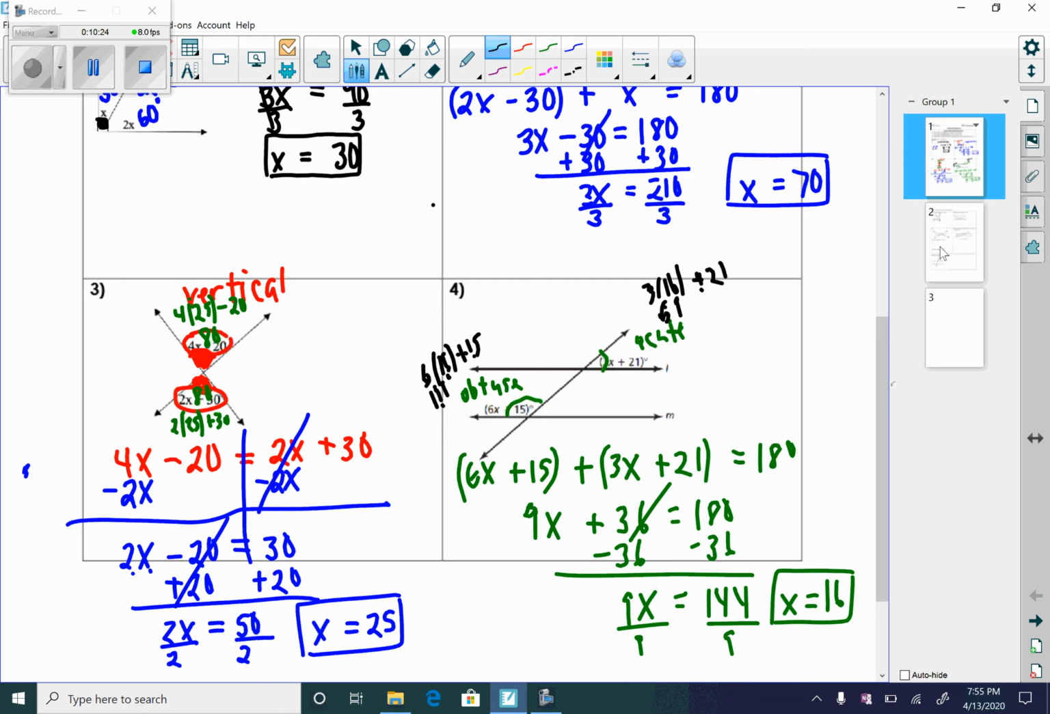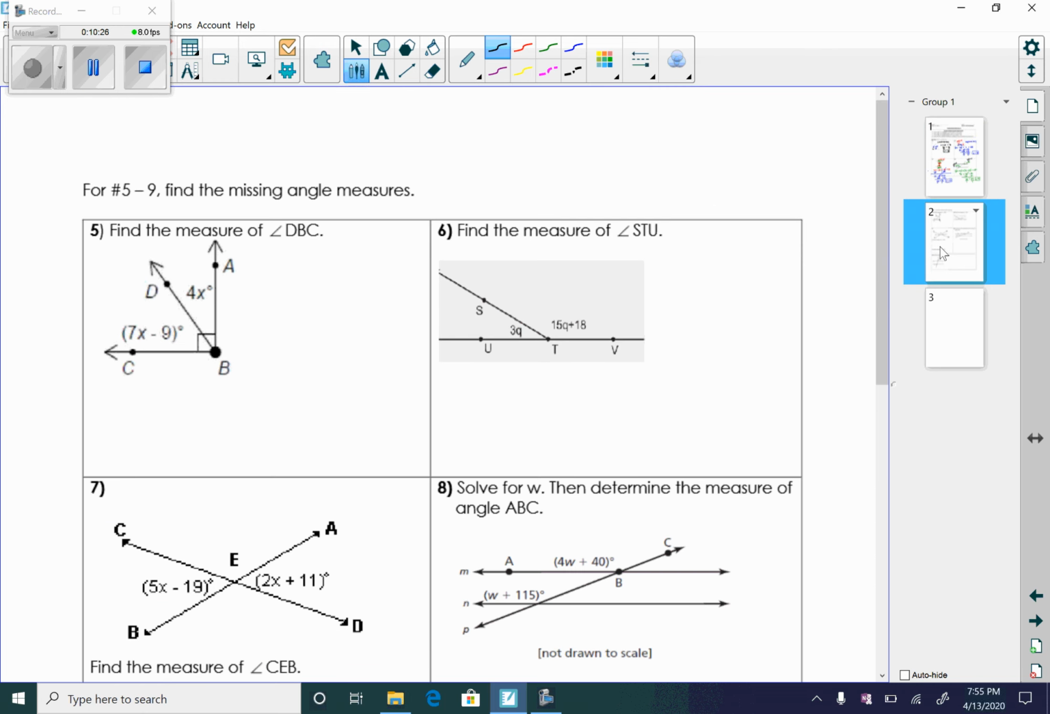Okay, on to the second page. So for 5 through 9, now we're going to actually find the missing angle measures. So for number 5, they're asking us to find DBC. DBC is this angle right in here, the one that has the 7x minus 9. Before we find DBC, before we ever find an angle measure, we always have to find x. We always have to write an equation and solve for the variable.